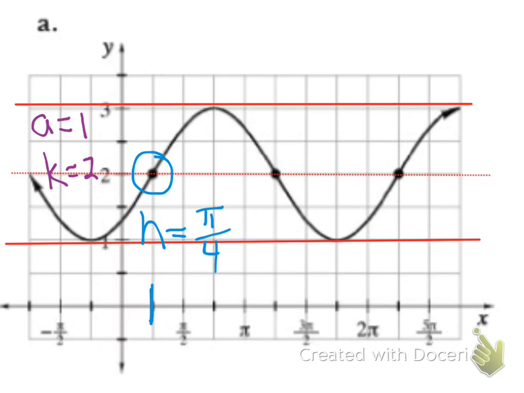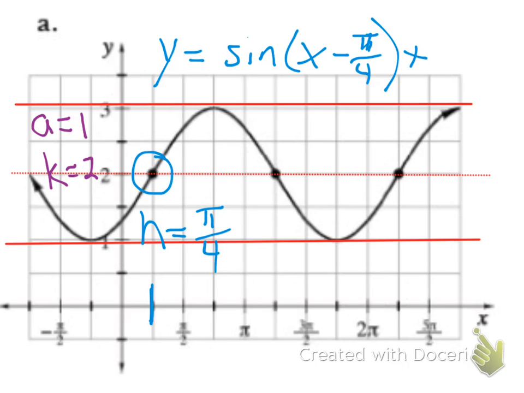I can now write my equation. y equals, my a value is 1, but I do not need to write a 1 times sine, so sine of x minus pi over 4, and then plus my k value of 2. So there's the equation for problem A.